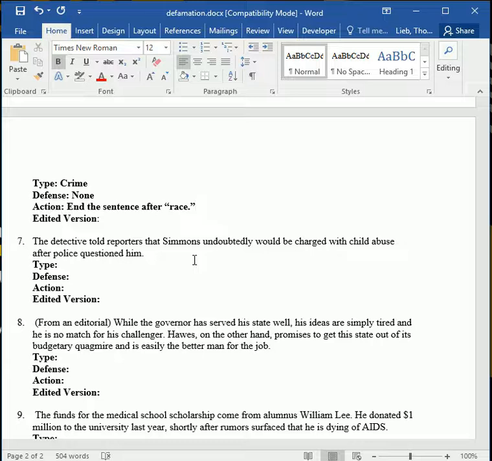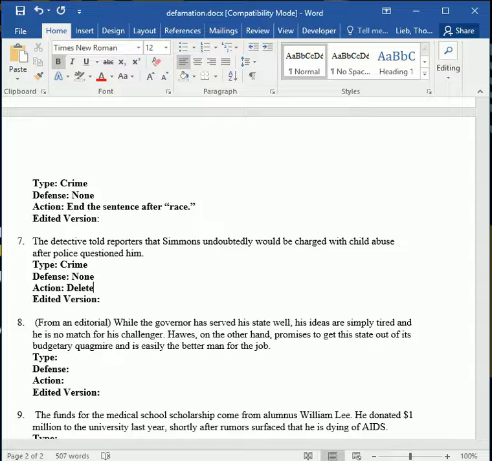Because this is the case here, we start with crime. It's not something that's an official government proceeding, so we can't use that. It's not just an opinion because it is a charge, and so we don't have a defense. Since we don't have a defense, the action is none, and we're going to delete the whole thing.